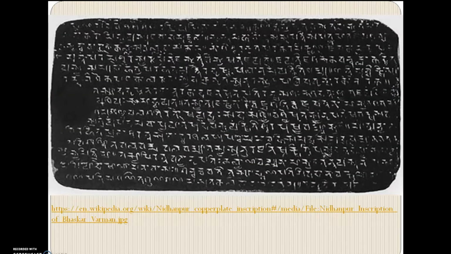This is a picture of the Nidhanpur copperplate inscription, and here we can find the letters, which may be difficult to read, and there you can find a black portion which indicates the hole that is used to assemble the inscriptions if there is more than one copper plate in a single inscription.